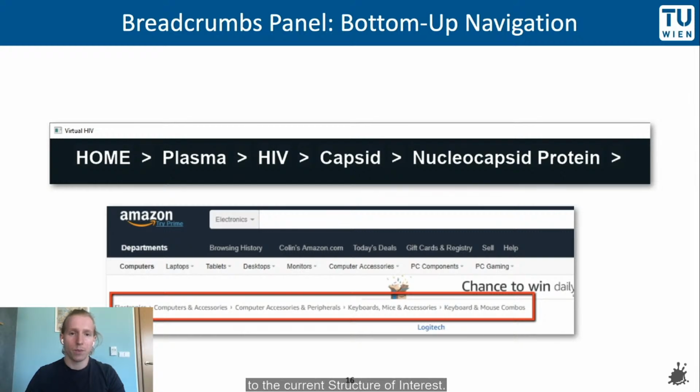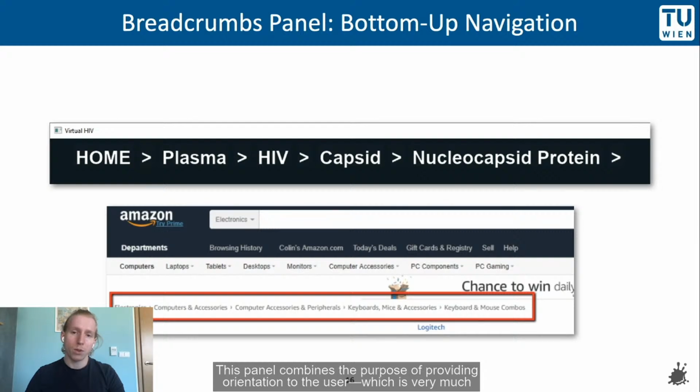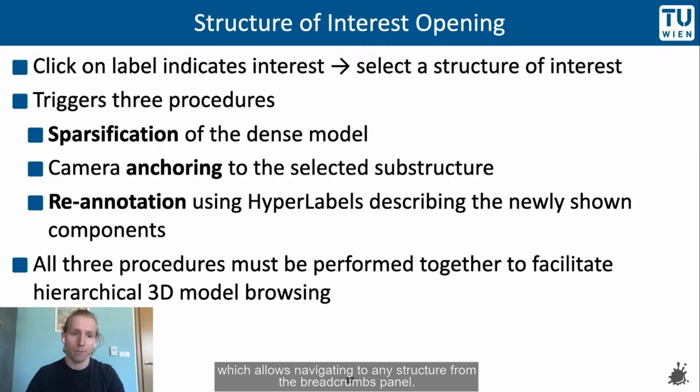This panel combines the purpose of providing orientation to the user, which is very much needed in a hierarchical multiscale environment that is on top of that 3D, and the interaction, which allows navigating to any structure from the breadcrumbs panel. Structure of interest opening consists of 3 procedures.